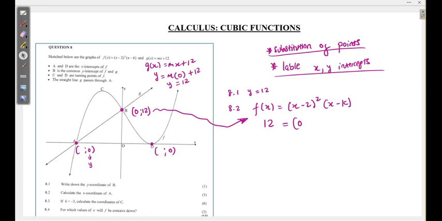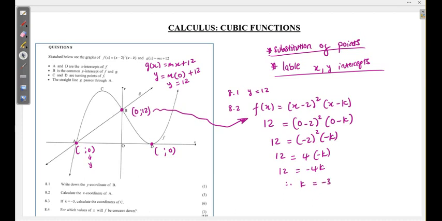X is 0, and then you also say 0 minus k. In that case, you will have 12 equals negative 2 all squared, times minus k. Then you have 12 equals 4 times minus k, and therefore negative 4k. Therefore, this gives you k to be what? You divide by negative 4 on both sides, you get negative 3 as k.